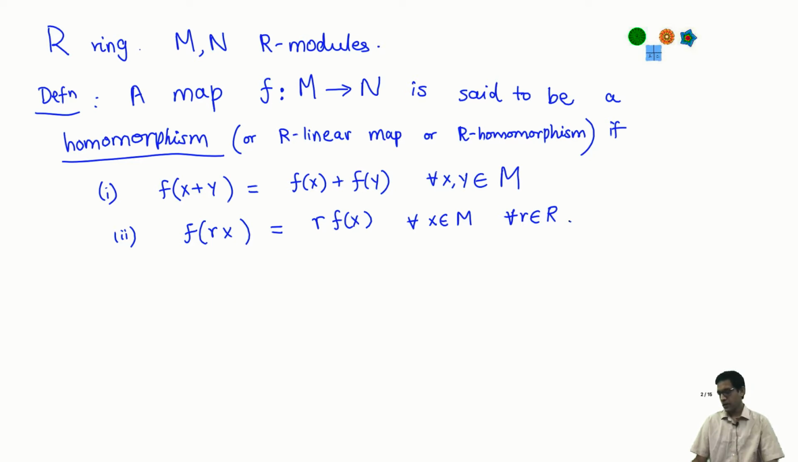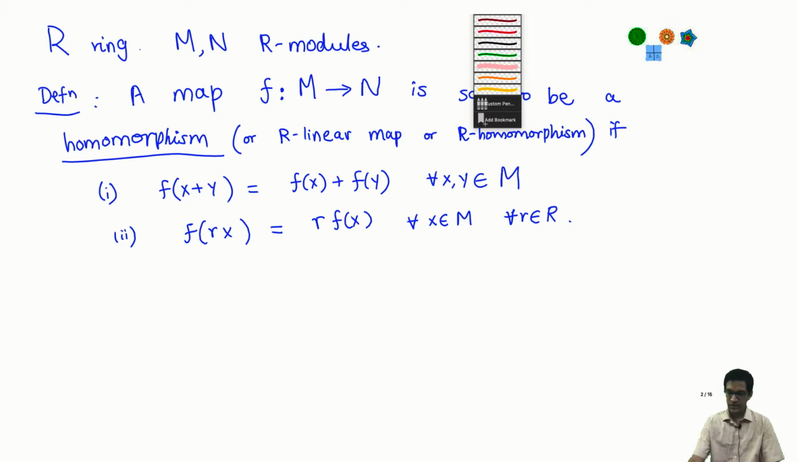Now, if you look carefully at this definition, notice that this plus here is the addition in the space M. This plus on the right is the addition in the space N. Similarly, if I take this scalar multiplication here, r dot x, this dot is scalar multiplication in M, and the right hand side is scalar multiplication in N.